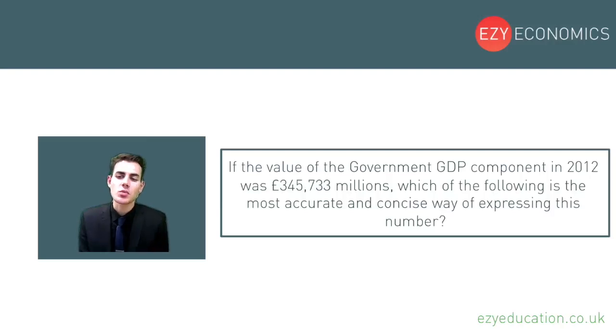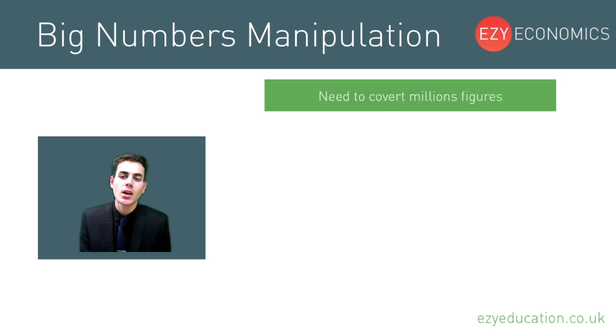Okay, so in this question we were told if the value of the government GDP component in 2012 was £345,733 million, which of the following is the most accurate and concise way of expressing this number? Well, we need to convert this millions figure into a billions figure. So how do we go about doing that?